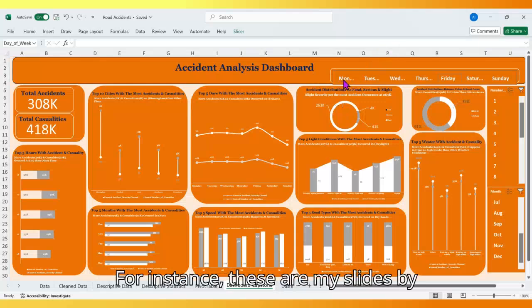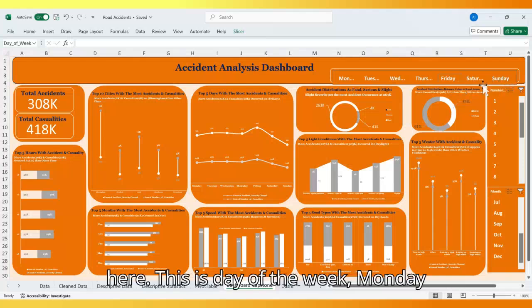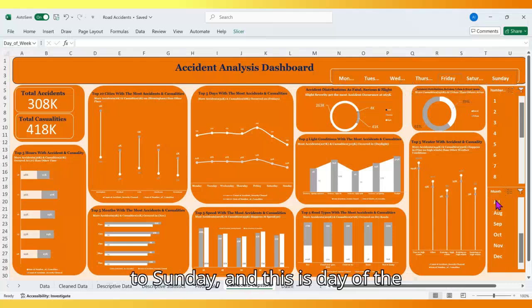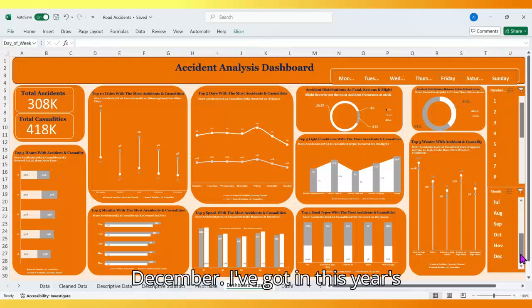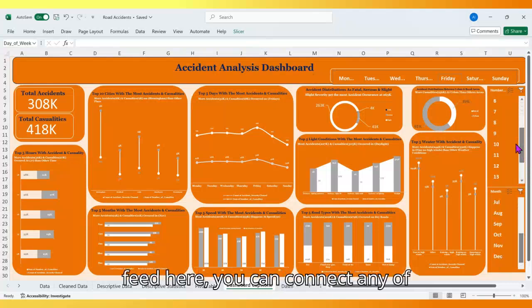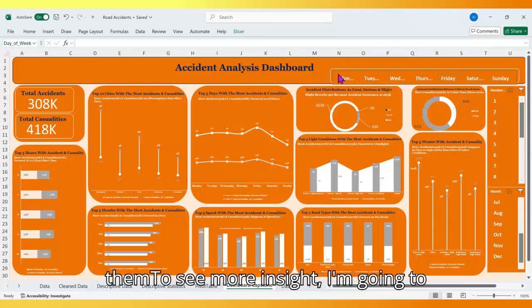For instance, these are my slicers here. This is day of the week, Monday to Sunday, and this is month of the year, which can be seen here from January to December. I've got the year and speed here. You can connect any of them to see more insight. I'm going to connect this.